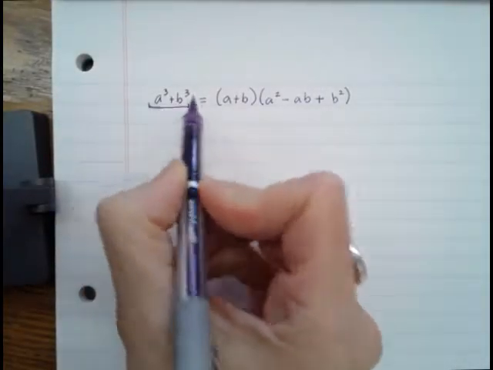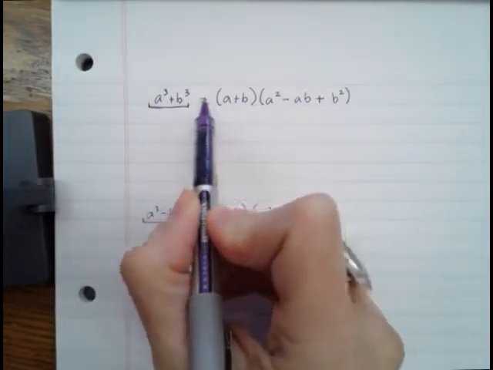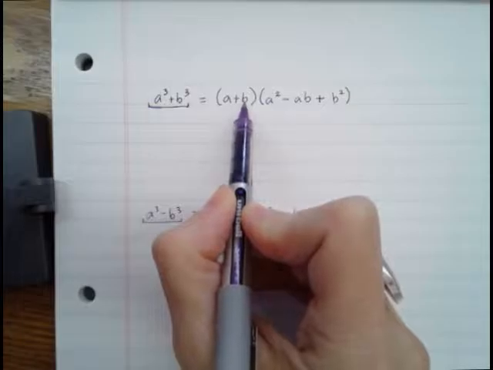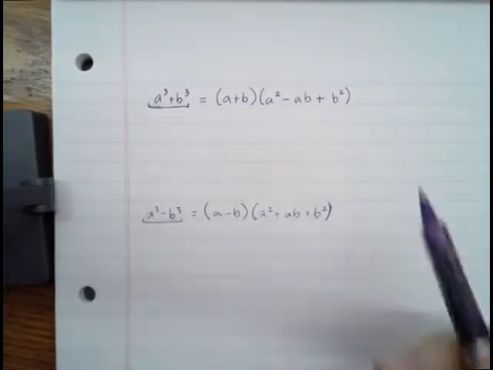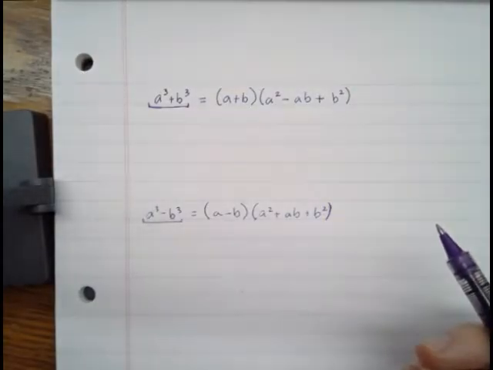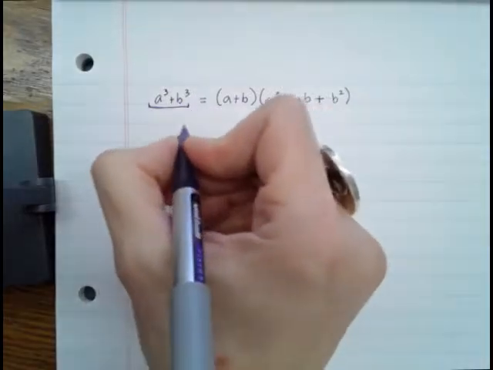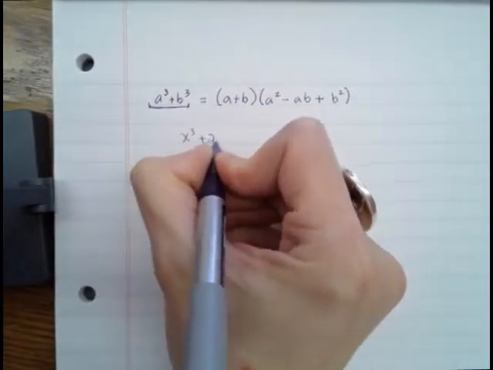This means if we have the sum of cubes, I can factor it by taking the cube root of a cubed, that gives me a, the cube root of b cubed, that gives me b, and then do all of these according to the formula. So let's look at one of the examples that we did in class. One of the examples was x cubed plus 27.